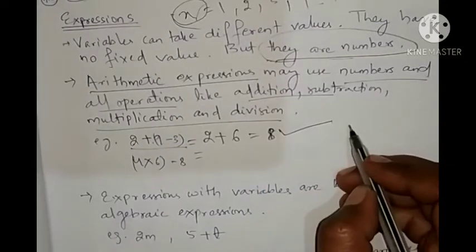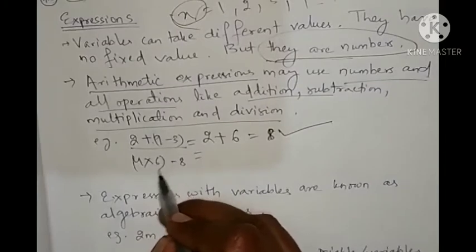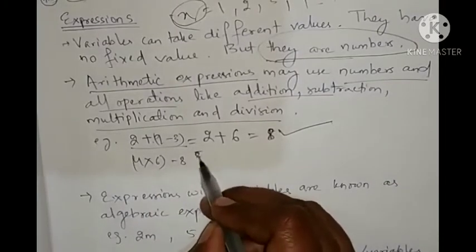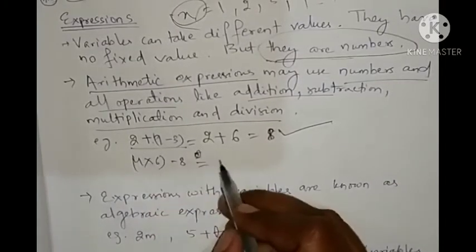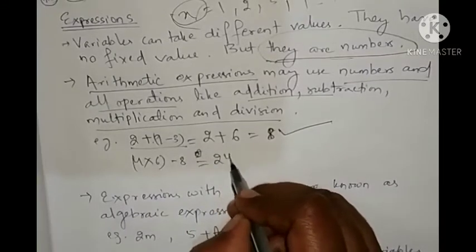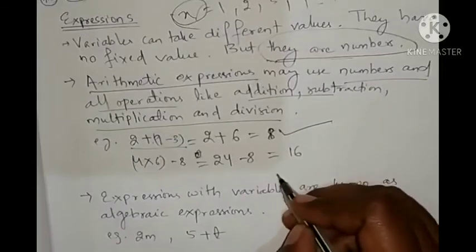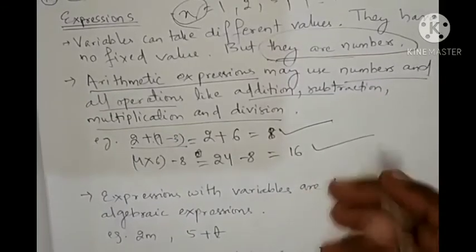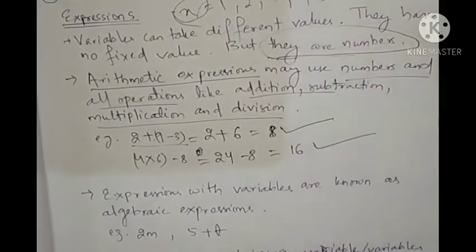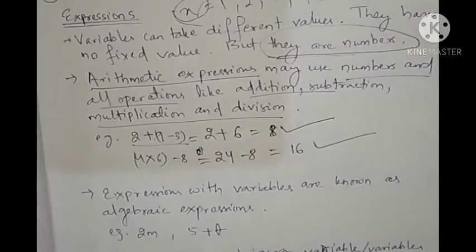This one is also an arithmetic expression, 4 into 6 minus 8. What is the value of this? 4 into 6 is 24. 24 minus 8 is 16. This is an expression where everywhere we are using numbers, and it has a fixed value.